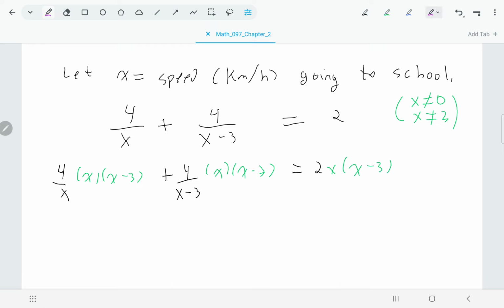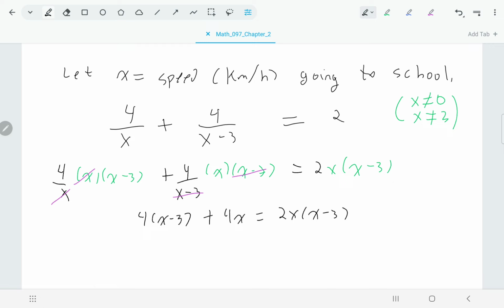And the reason we're doing that, of course, is so that on the left side, the x and the x would be able to be canceled, and the x minus 3 and the x minus 3 would be able to be canceled. So we would just have 4 times x minus 3 plus 4x equals 2x times x minus 3.